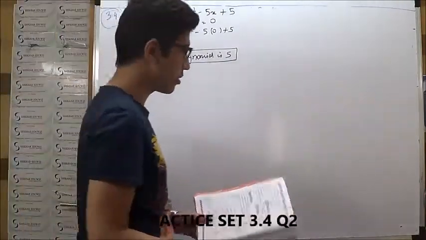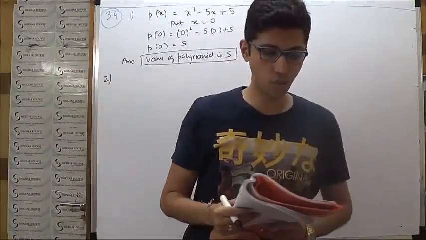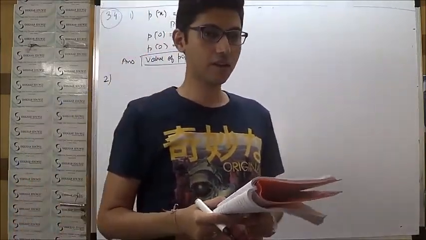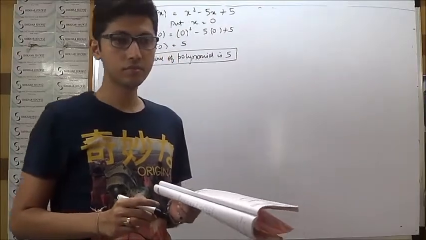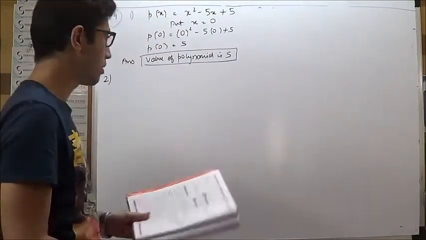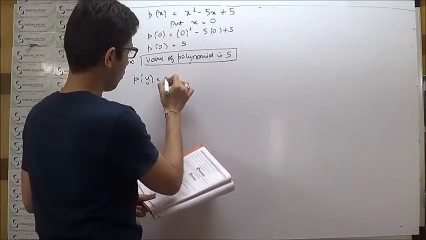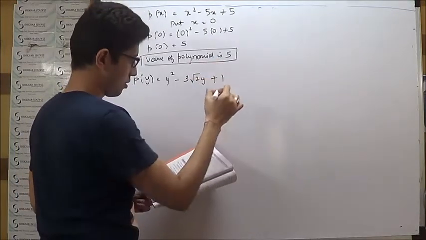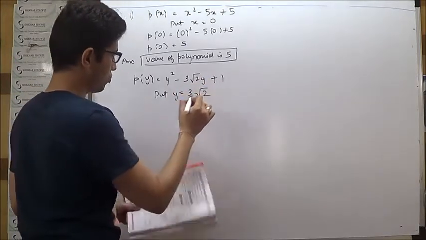Next is the same symbol. Second, p of y is equal to y square minus 3 root 2 y plus 1. Then find p of 3 root 2. Chalo, so find karo. P of y, same. P of y is equal to y square minus 3 root 2 y plus 1. You have to find at y is equal to 3 root 2.